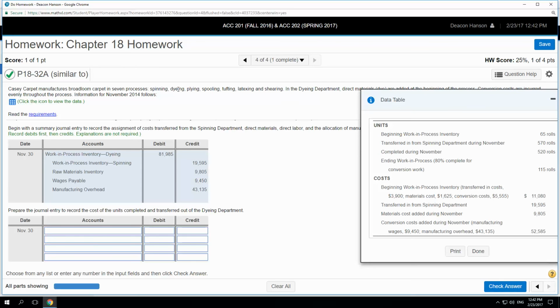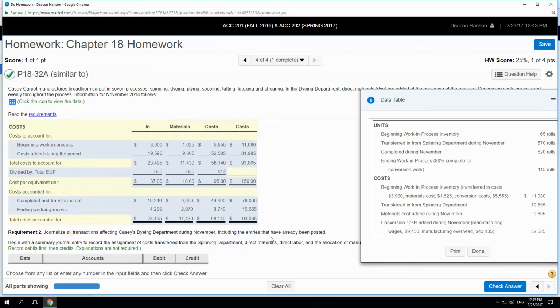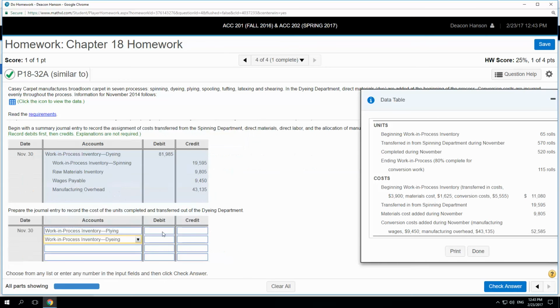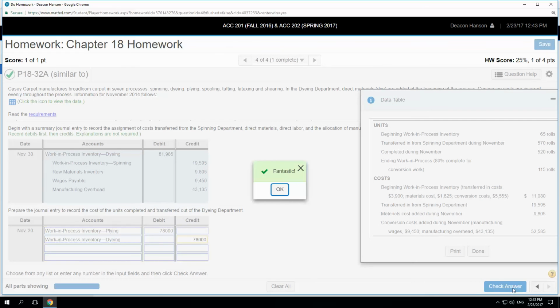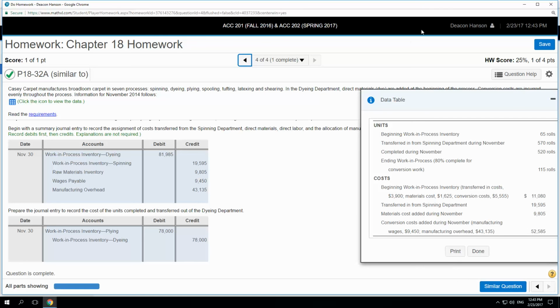Then finally, the last step is to see up here in the sequence, right? It moves out of dyeing into plying. They want me to book an entry, so I'm going to increase plying with a debit, and I'm going to decrease dyeing because we're taking it out of the dyeing department. And let's see. Amounts completed and transferred out from our production cost report, 78,000. Right there. So that's the total moving out of dyeing and into plying. Looks like we did it.